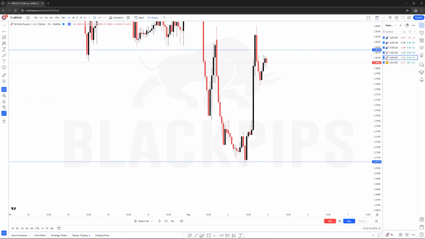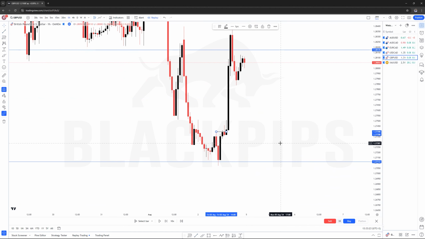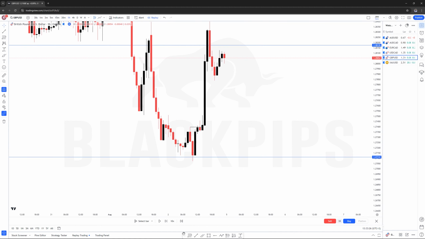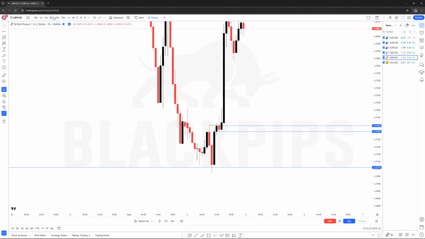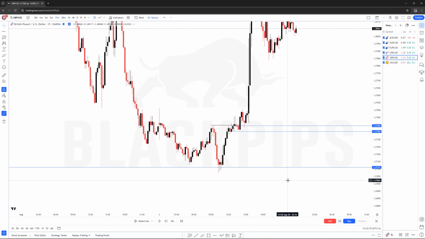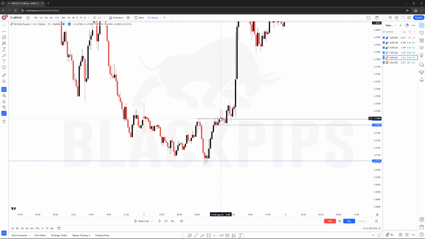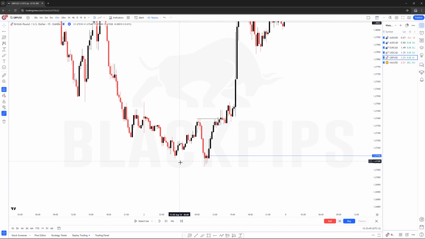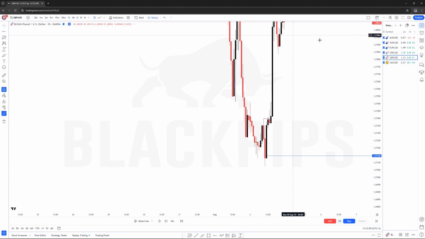As you can see here, this was the change of character, and this is the inside formation. So I mark this inside formation and then go back down to the 15 minutes to see if I can find another liquidity down there. And I saw that this is already consumed, this is already consumed, but this one is not yet consumed. So I put my entry from that point, and I posted this entry on my Instagram account.